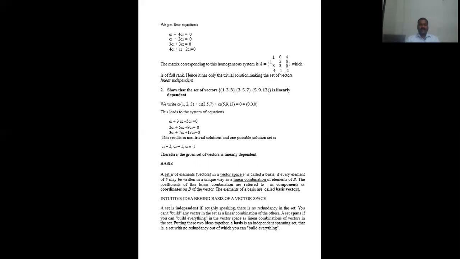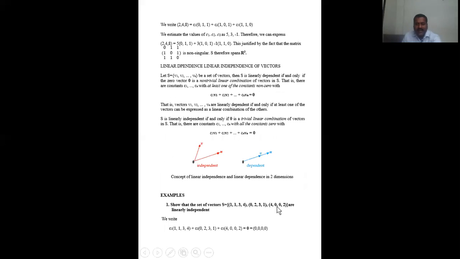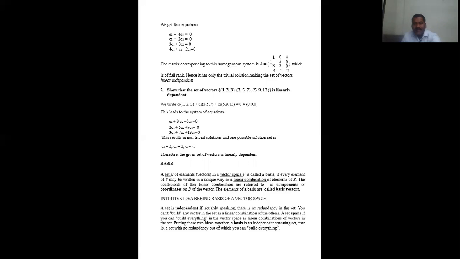Here is a second example, where I formed a linear combination, and I can see that I can find at least one non-zero constant. In fact, all three are non-zero. So they are linearly dependent. Then one can be expressed in terms of the other. In the earlier case, these three vectors are linearly independent. So if they can span the entire space, then they form a set. That set is called a basis.